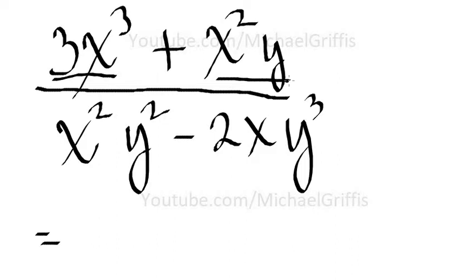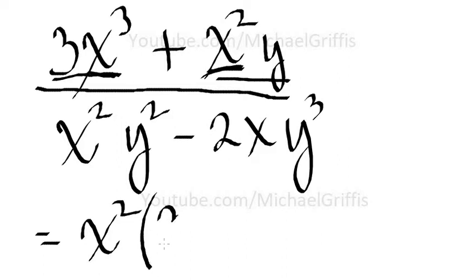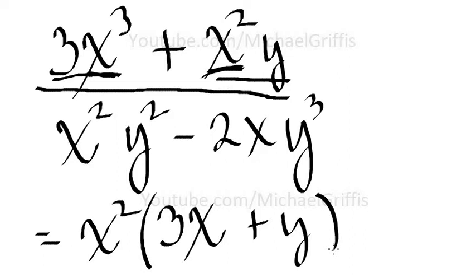It looks like we can pull an x squared out. We have 2 x's here, 3 here, so we can pull 2 of the x's out of the first, and that just leaves us with 3x, and then plus y.